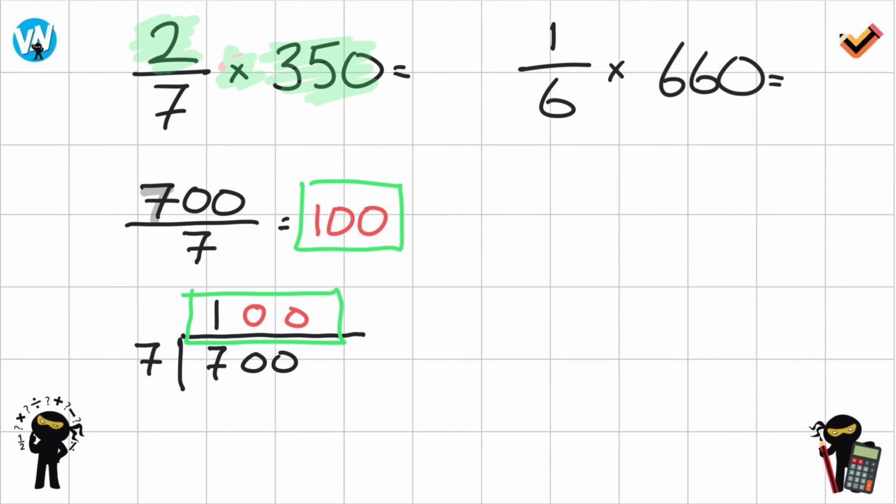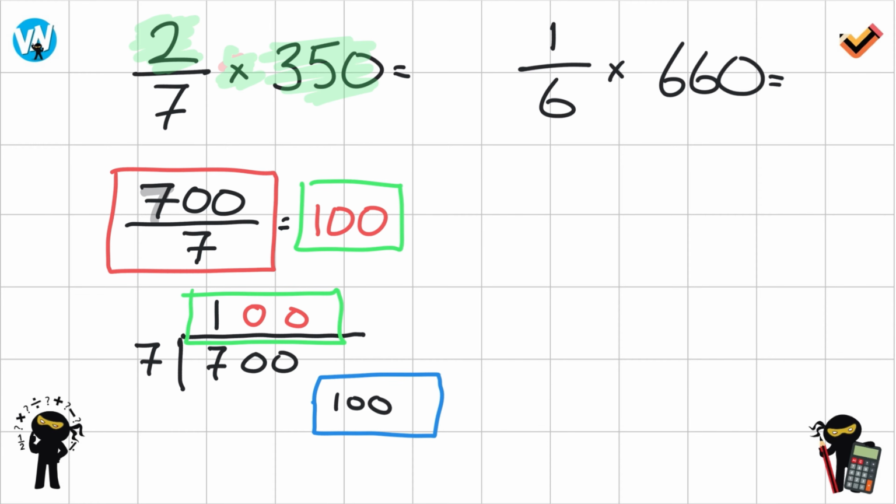That would be the answer that goes into the blue box on the SATs paper. We've got our blue box. We would be writing 100 in there. We wouldn't be able to get the mark if we just leave 700 over 7. So it's really important that whichever way you get to it, it gets transferred into the blue answer box on the arithmetic paper.